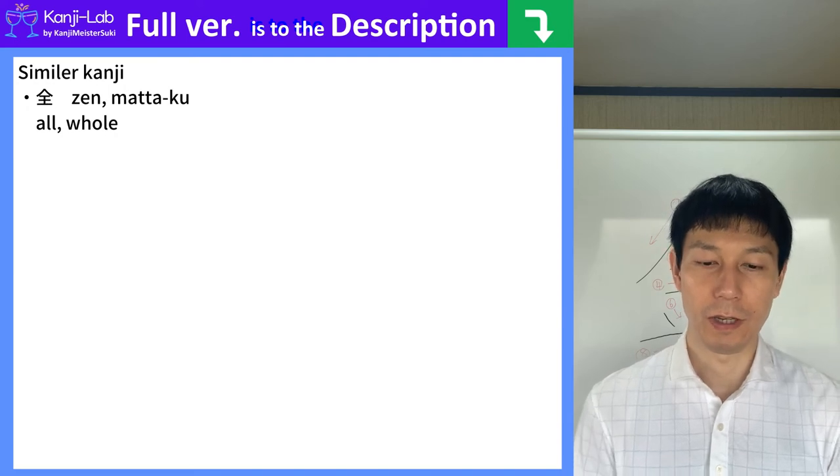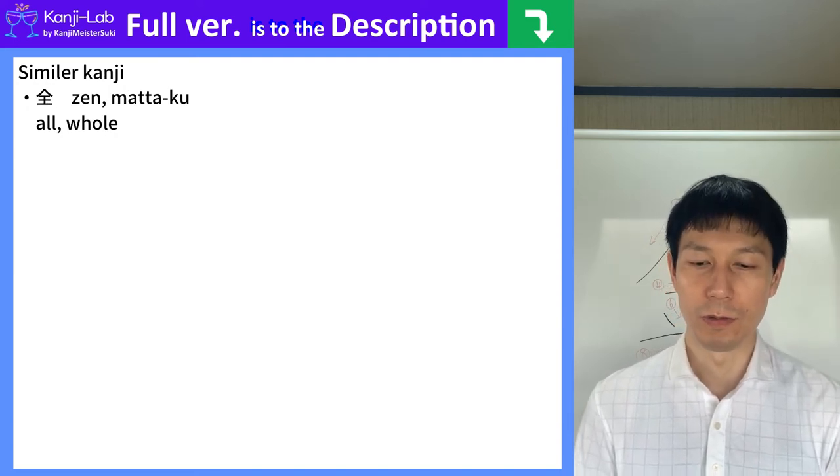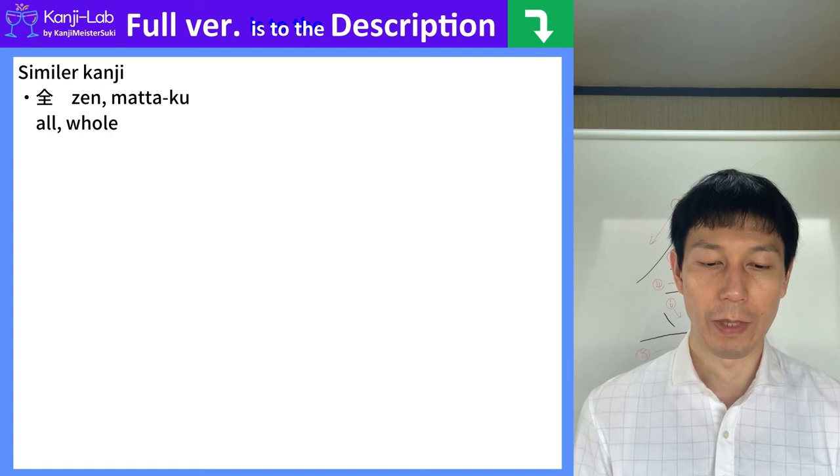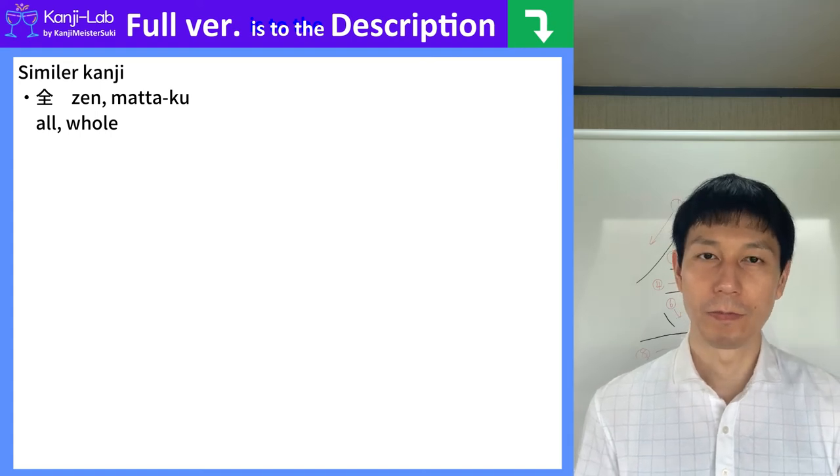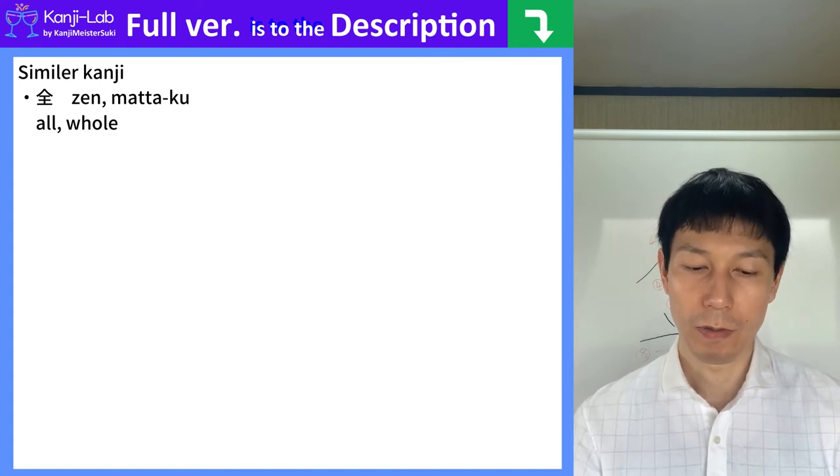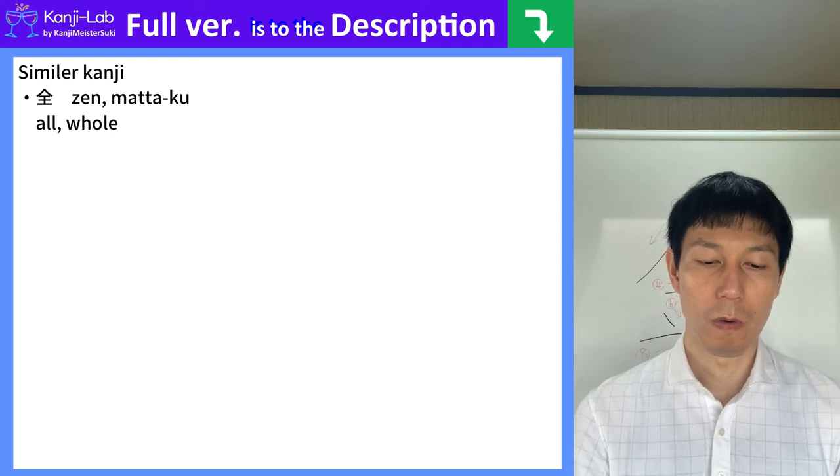And finally, here are some kanji that are similar to kin. Zen, mattaku. It means all, war.